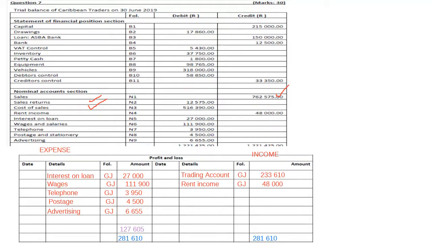Yes, Brennan, well, you are correct. The difference is net profit. Perfect. Thank you, Tepiso, for that. So the difference is called net profit, but net profit goes to capital. So don't just write net profit, just write capital. And then in brackets, you can write net profit. And don't forget to say GJ. It's not easy like that.